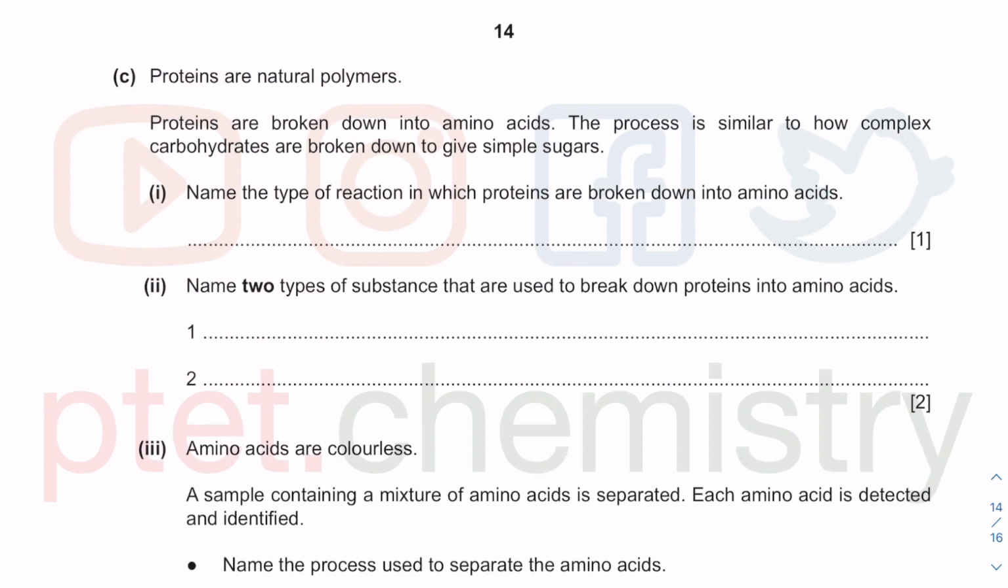Part C, proteins are natural polymers. So proteins are broken down into amino acids. This process is called hydrolysis. You need the presence of water as well as heat in order to break up. Lysis, just like electrolysis, here is just breaking up proteins in the presence of water. Name this process. This is hydrolysis of proteins.